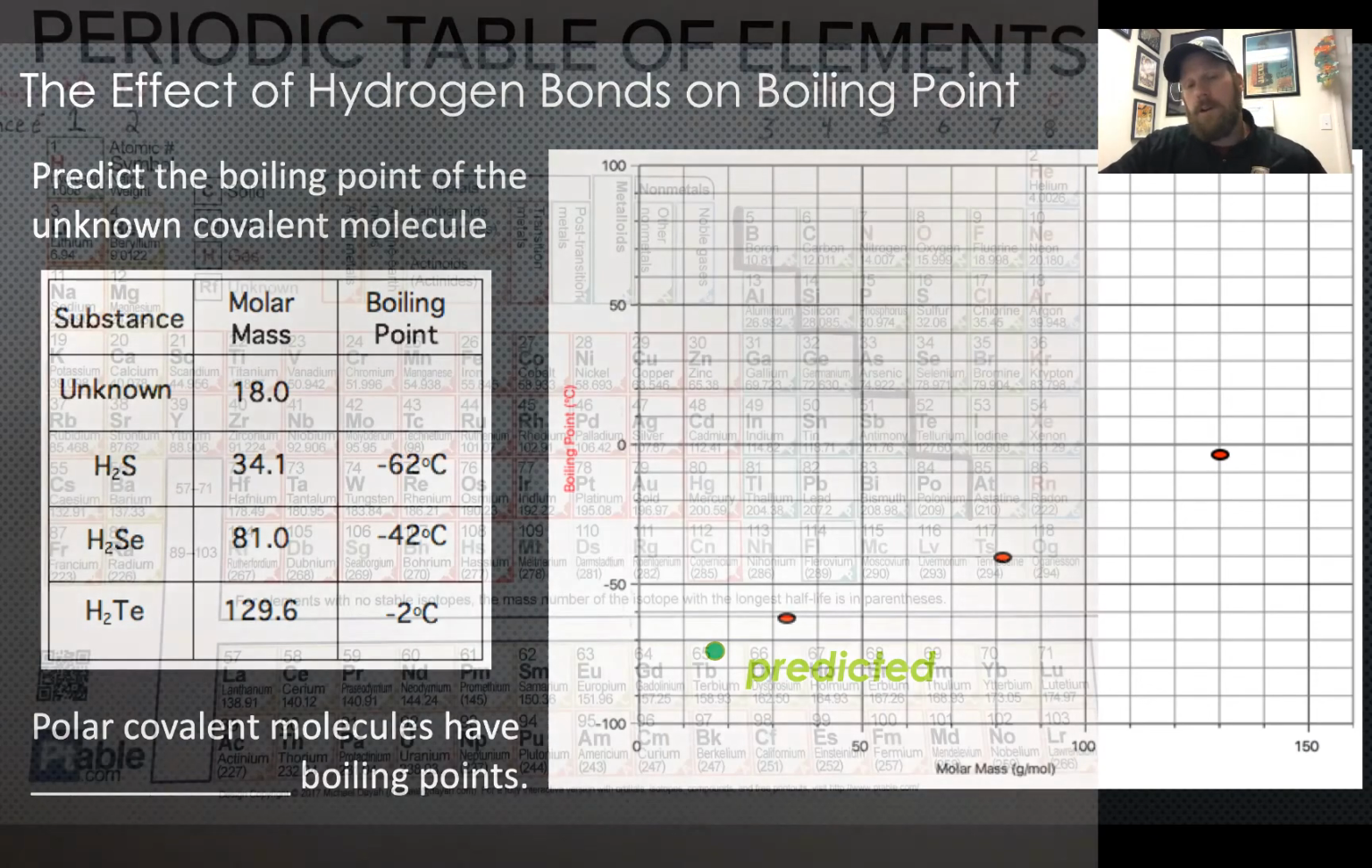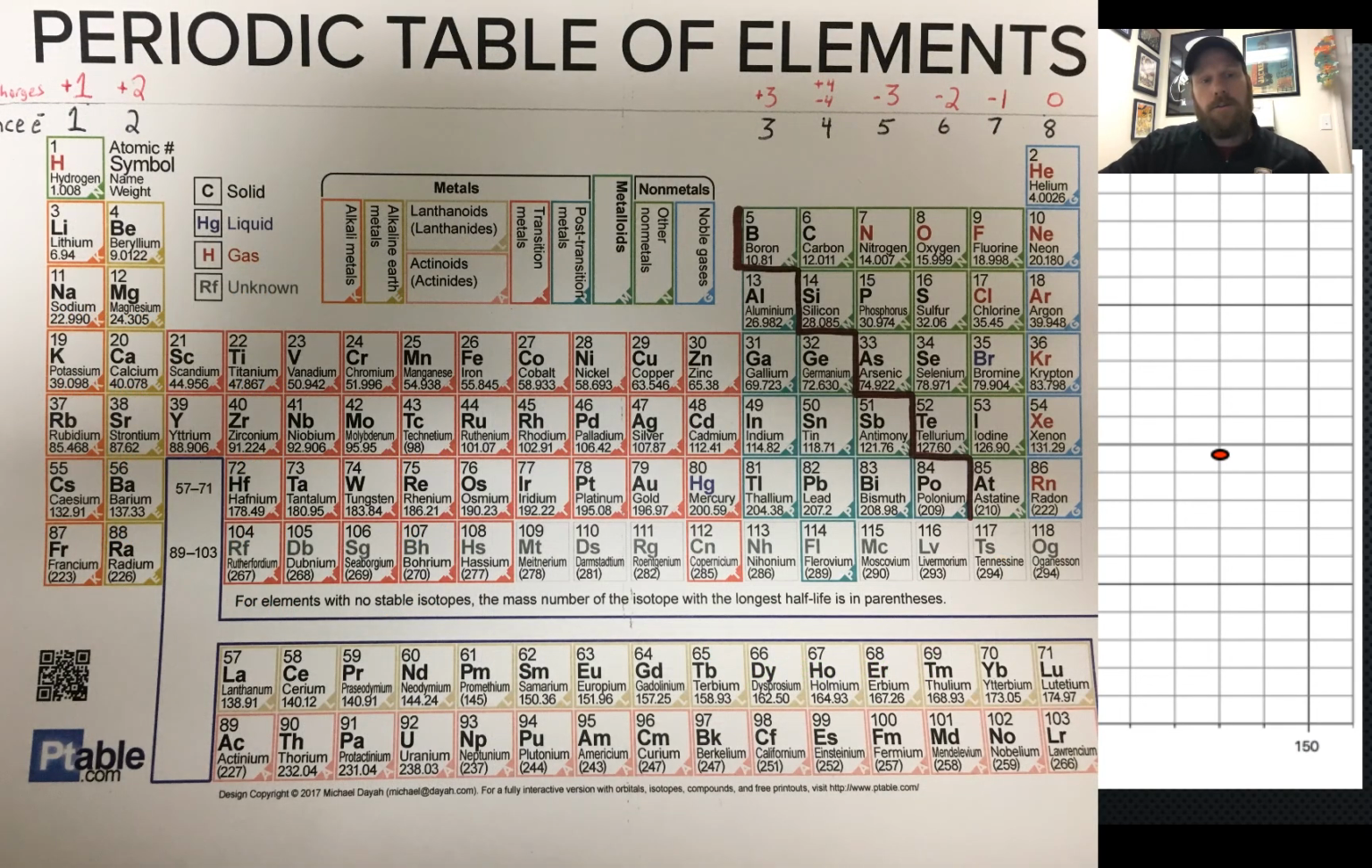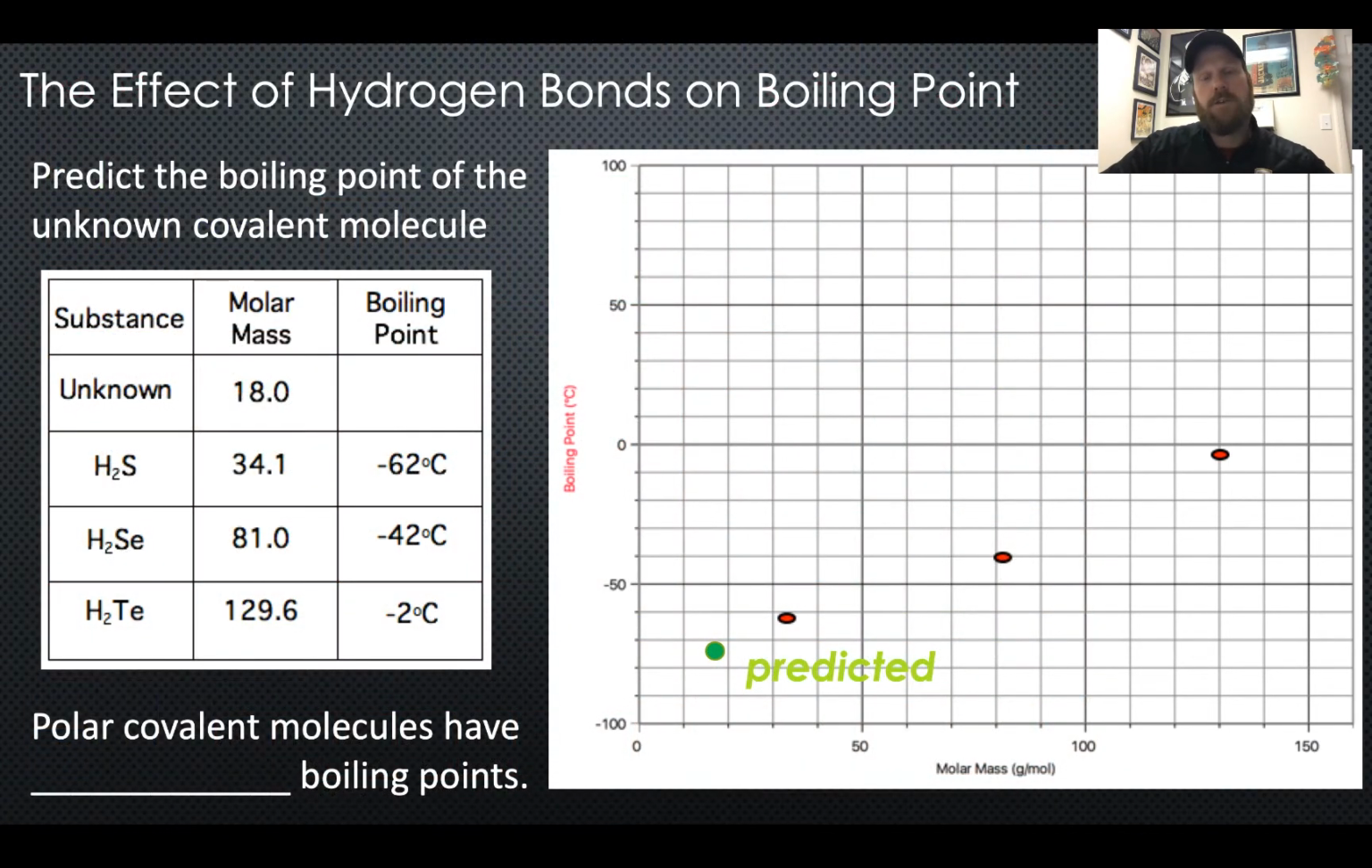Well, if you look on the periodic table, sulfur, selenium, and tellurium are all in the same family, and at the top of that family is oxygen. So this unknown substance is H2O. And as we know, water has an actual boiling point of 100 degrees Celsius.